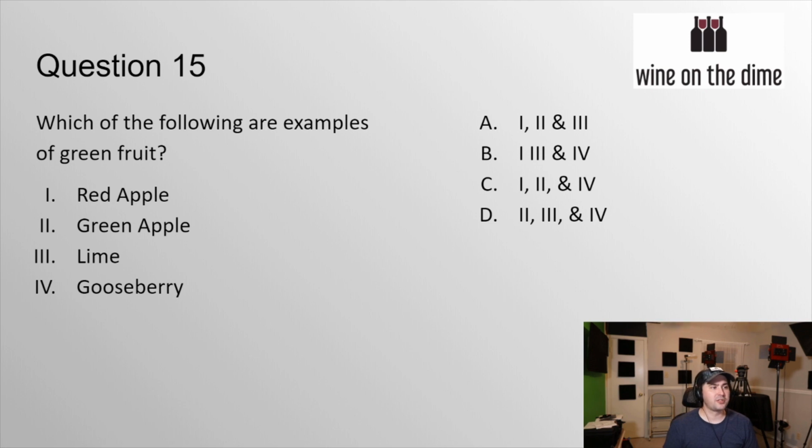All right, so for question 15, which of the following are examples of a green fruit? Red apple, green apple, lime, gooseberry are your options. Your answers are 1, 2, and 3; 1, 3, and 4. I missed a comma there. That's going to bug me. 1, 2, and 4; or 2, 3, and 4. Pause if you need more time.